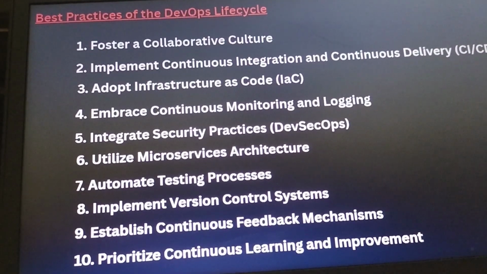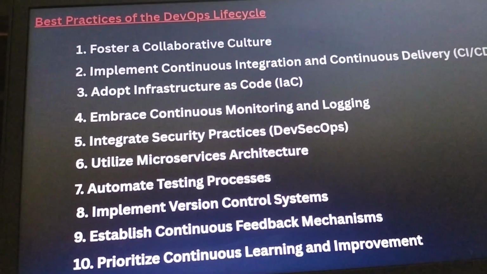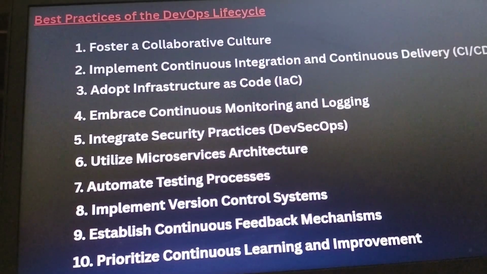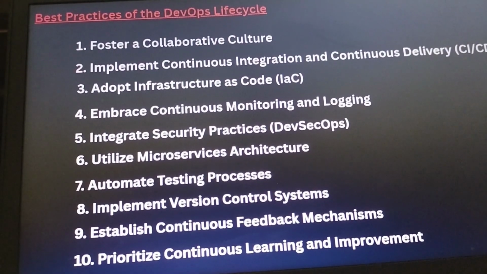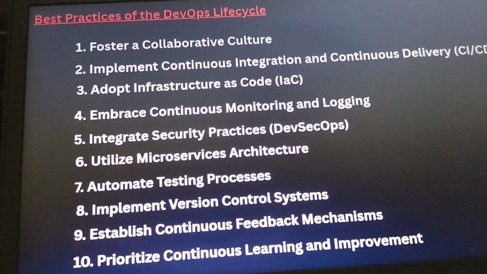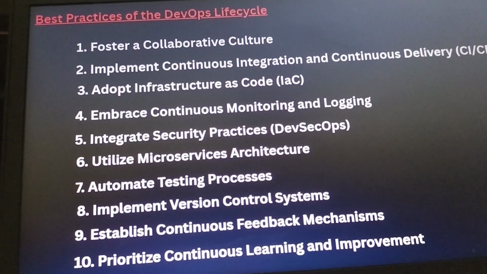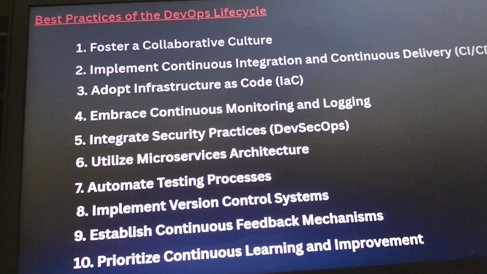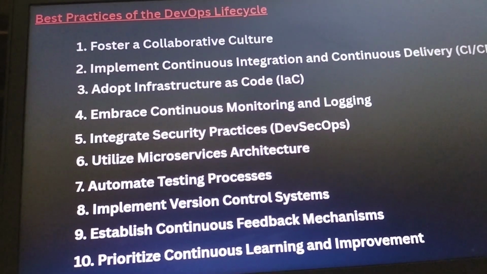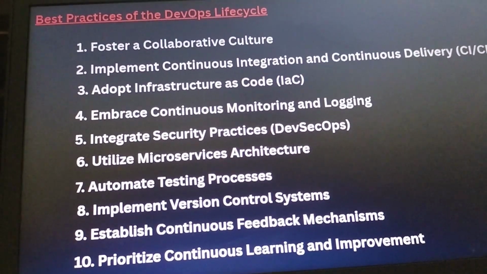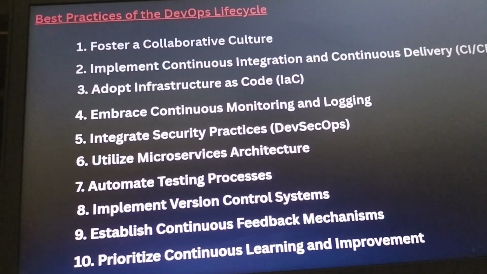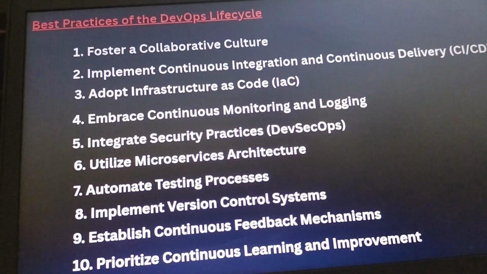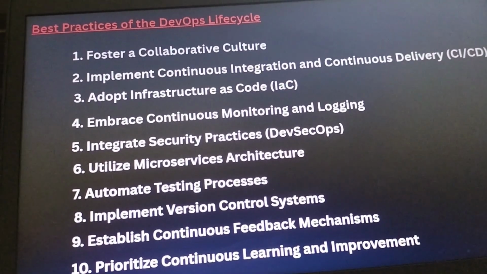Best practices of the DevOps life cycle are 10 things. First one is to foster a collaborative culture. DevOps is mainly based on a culture where all the team members work together. Implement continuous integration and continuous delivery. CI/CD is the main motto of this. Adopt infrastructure as code. Embrace continuous monitoring and logging. Integrate security practices, that is DevSecOps, so that security is maintained here.